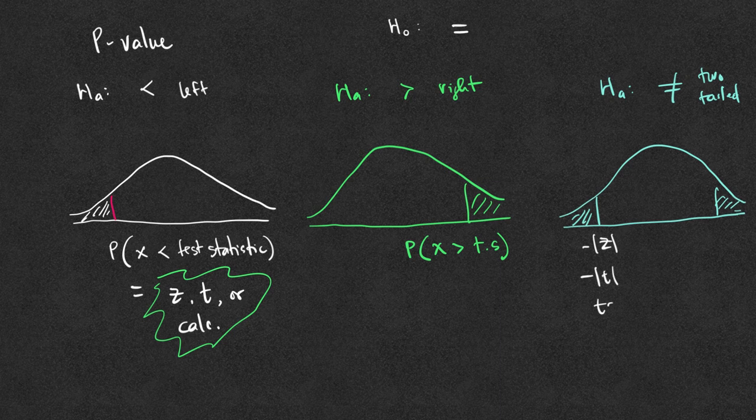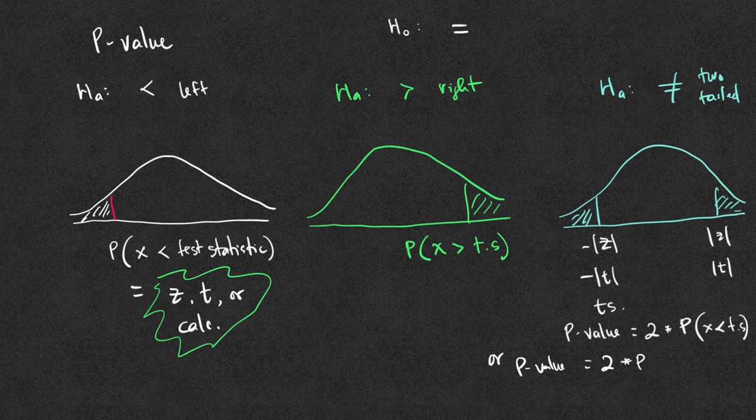Regardless of what the test statistic is, we are going to double it, so the p-value will be 2 times the probability that the x value is less than the test statistic if the test statistic is on the left. Or if the test statistic is on the right, then the p-value is 2 times the probability that x is greater than the test statistic.